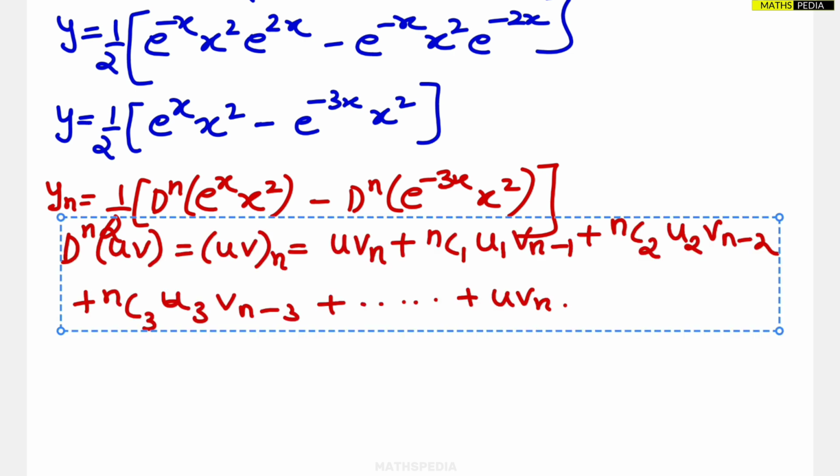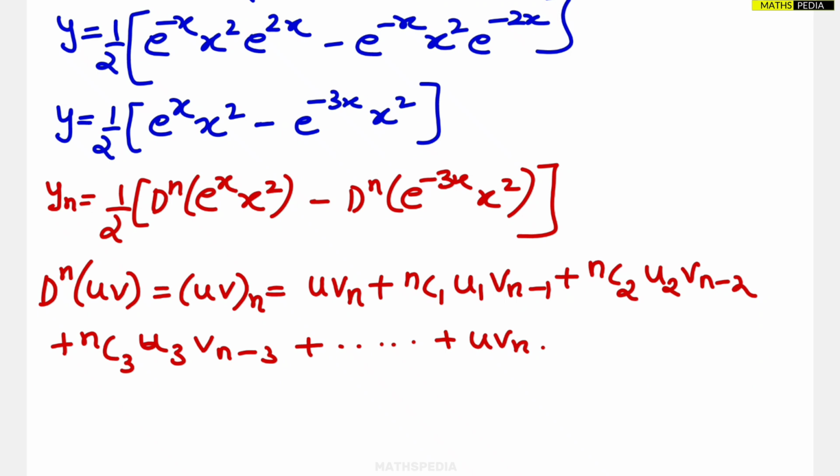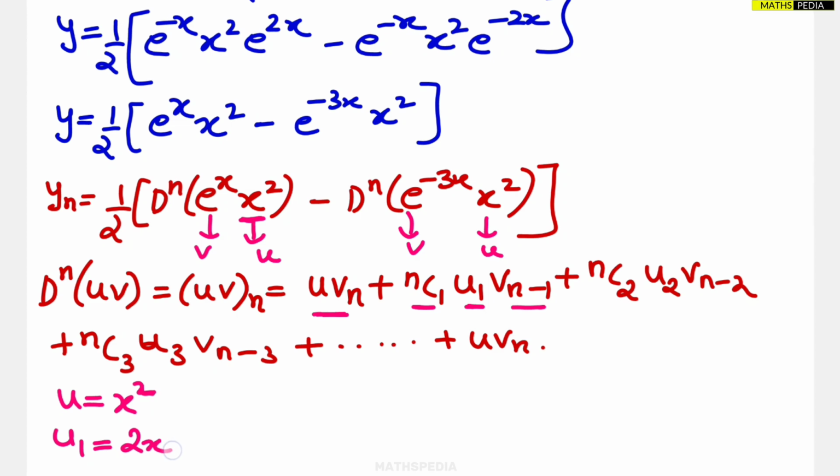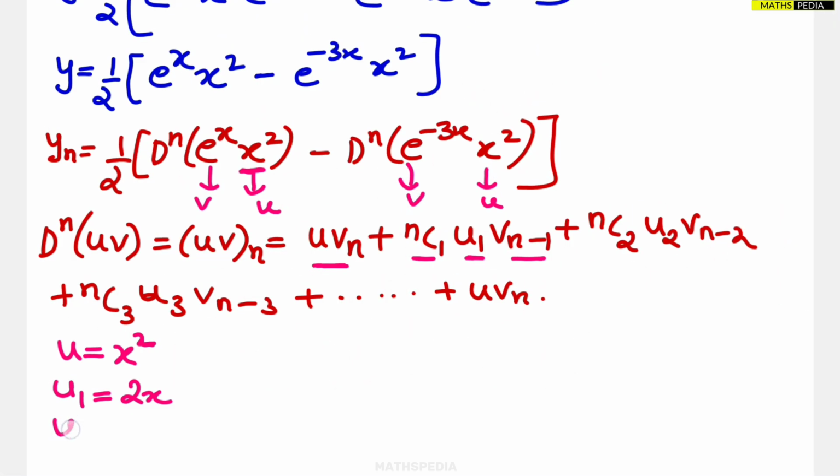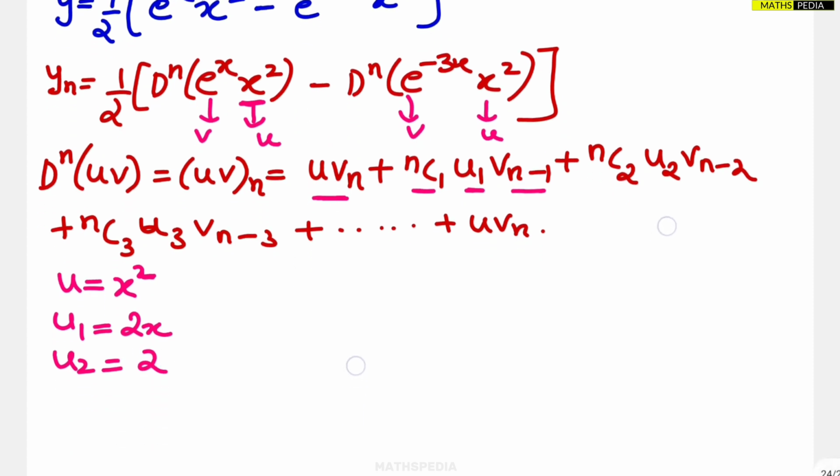So let us consider how to do that. We'll see the formula again. Formula for Leibniz theorem we can see over here. In this particular formula, what you can observe is that you need to find u v n, nC1 u1 v n minus 1. So this has to be considered as u, this is v, this is u, and this is v. So u here in both the cases is x square. So we'll write u as x square. Now u decides till where the formula will go, right? Till which term we have to write. What is u1? u1 is basically 2x, differentiation of x square is 2x. What is u2? u2, differentiation of 2x is 2.